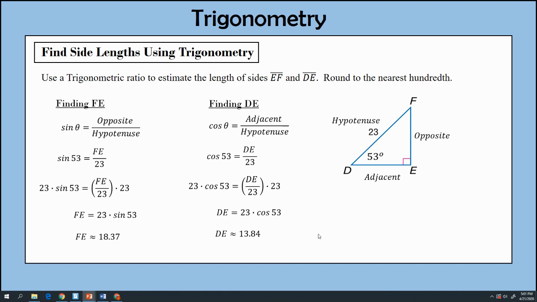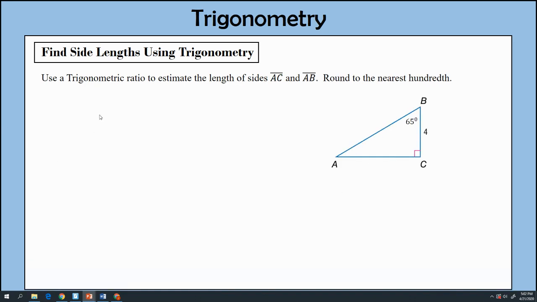Okay. If you wanted to double check to make sure you did it right, you can use the Pythagorean theorem. If you did 18.37 squared plus 13.84 squared, it should equal 23 squared. It won't be perfect. It won't be exact because we rounded these two, but it's going to be pretty close. Okay. So that's how we use trig. Let's do it again just to make sure we get the gist of it here.